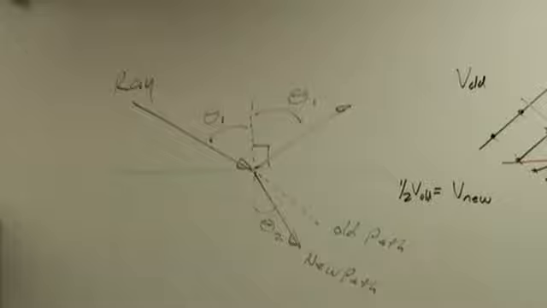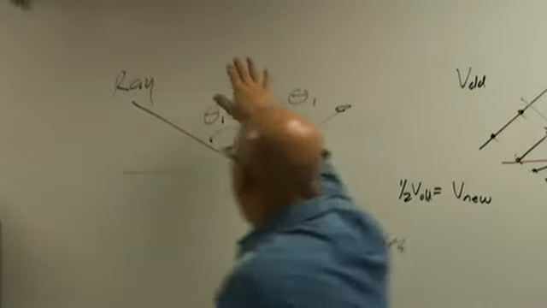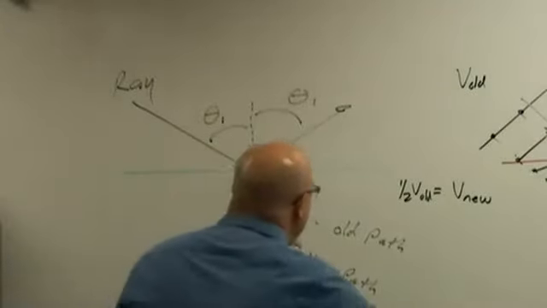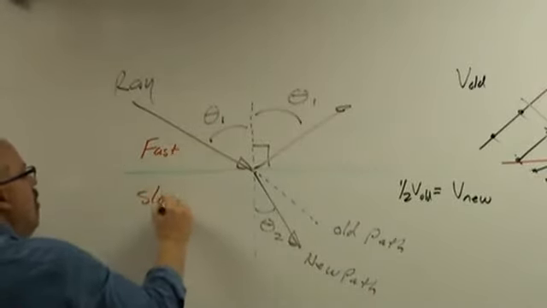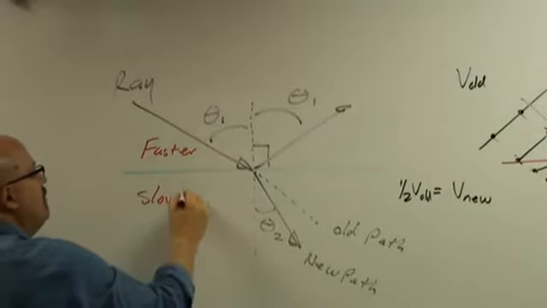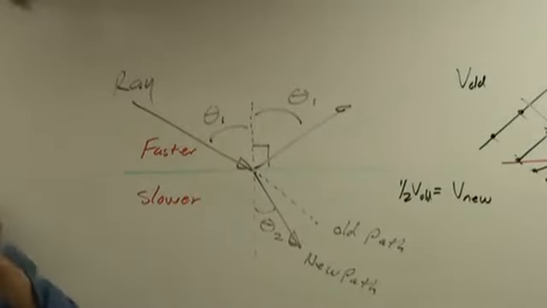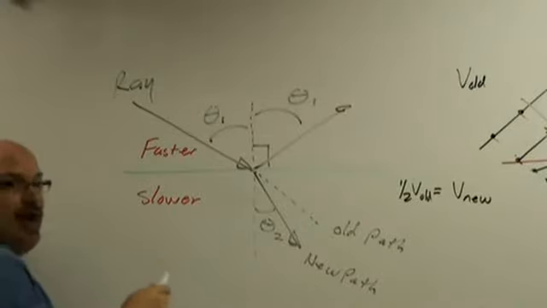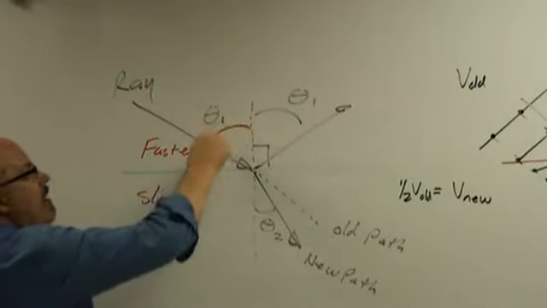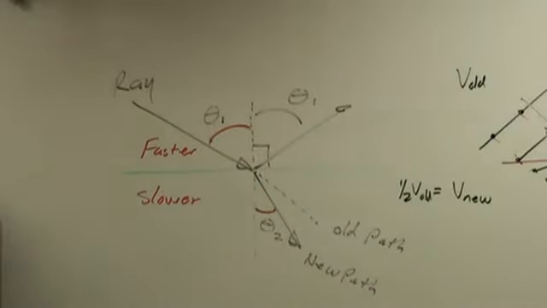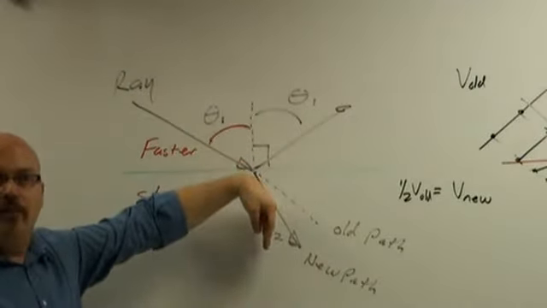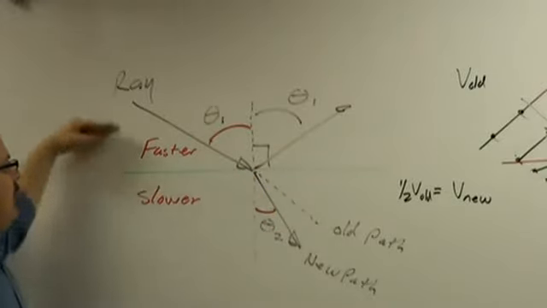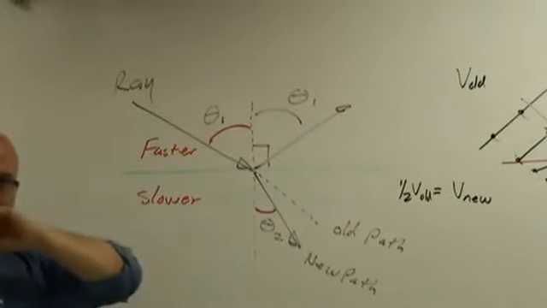Now, what I've drawn here is if it goes from fast to slow. Okay? Going from fast to slow, or faster to slower. If it goes from faster to slower, look what happens. The angle with the normal decreases every time. What if it would go even slower? It would decrease even more and get even smaller. So the bigger the difference, the bigger the change in direction.